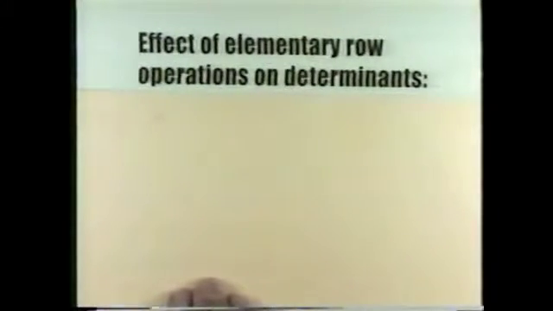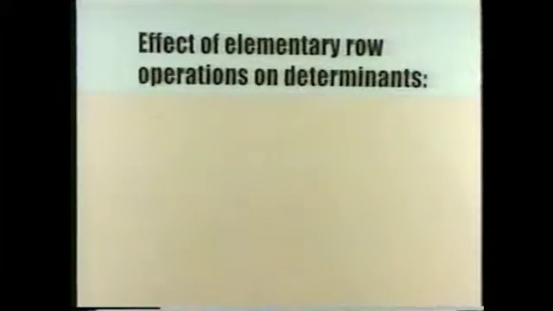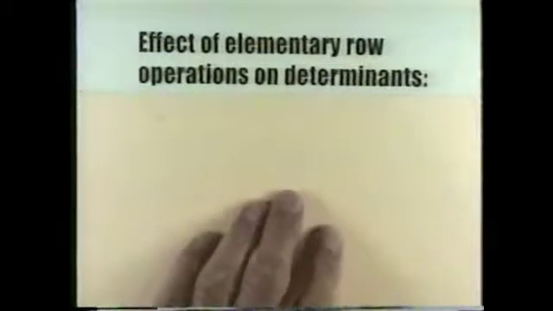We're going to look at the effect of the elementary row operations on determinants. Now you know that we can use the elementary row operations to write a matrix in reduced echelon form. Now sometimes it may be harder to do that than it would be to do the determinant, but we can do some reduction that would make it much easier to evaluate the determinant.